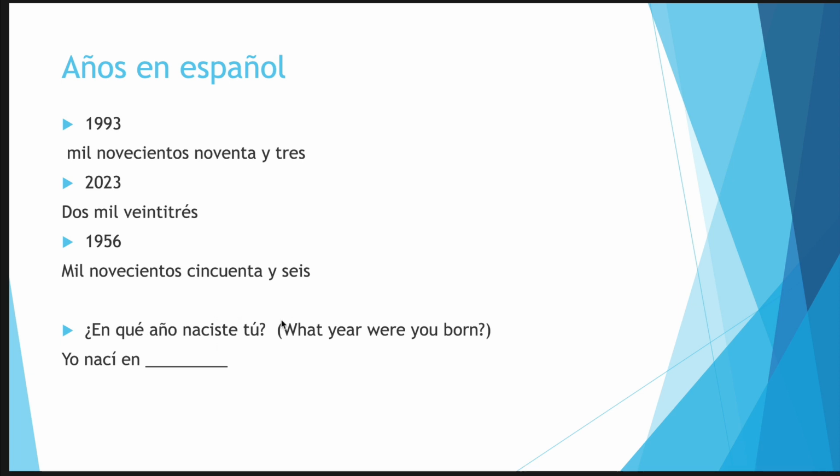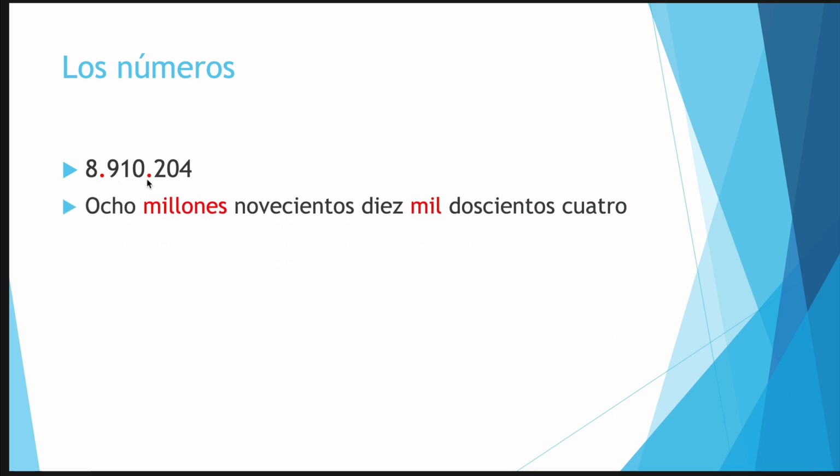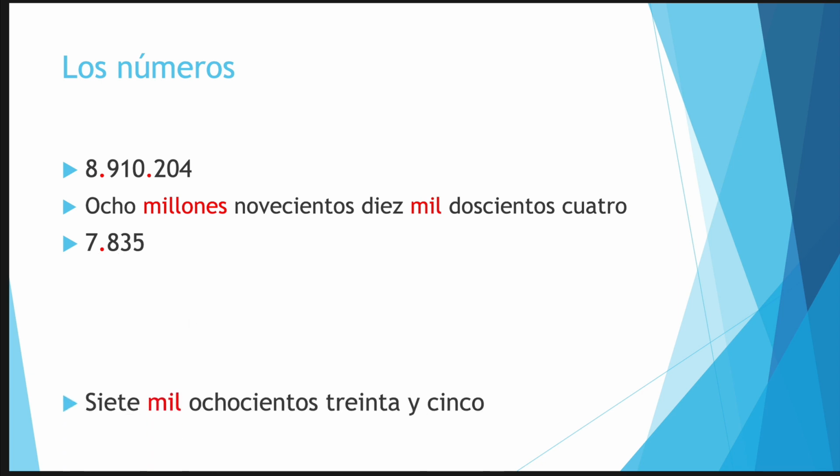¿Y en qué año naciste tú? Think about the year you were born. See if you can say it in Spanish. So you would say, yo nací, I was born, en 1975. See if you can figure out, huh? So how would you say this? 8.910.204. So if you divide it into sections, it's a lot easier. 8, 910, 204, and you put the thousand and the millions. This one will be 7.835.